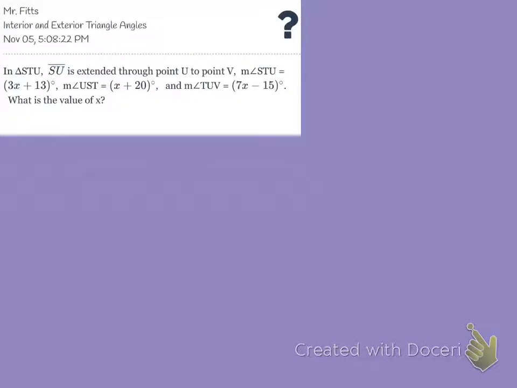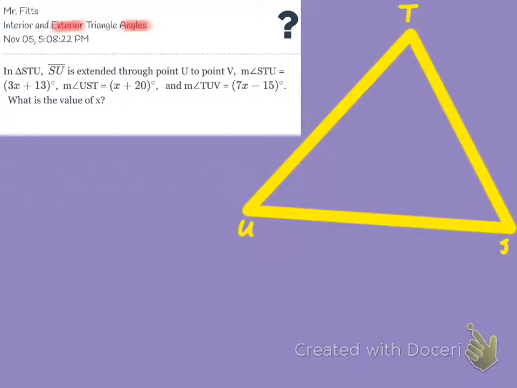All right, so here is an exterior angle problem, and I like the purple. It's pretty cool. So let's take a look. What's this say? So in triangle STU, SU is extended through point U to point V, and then it gives us all the measures of the angles that we need, and then we have to find the value of x. So I drew triangle STU, but now I need to extend SU through U to some point out here called V. So let's go ahead and do that.